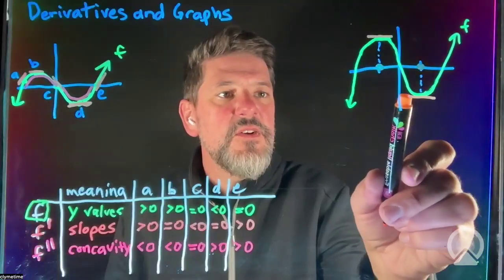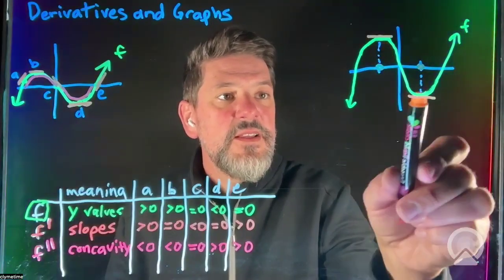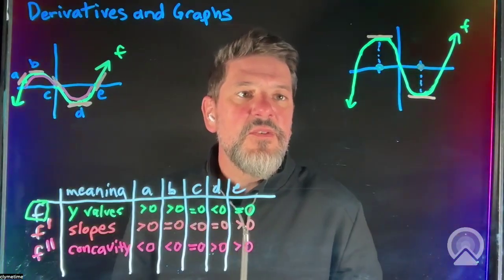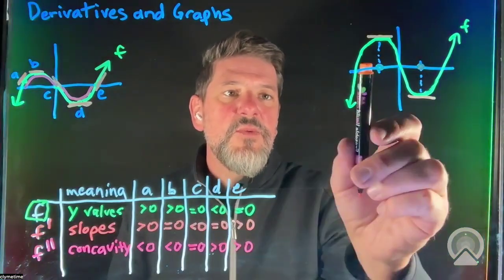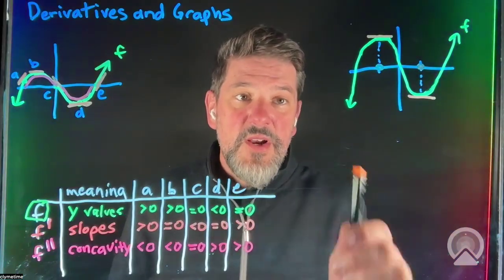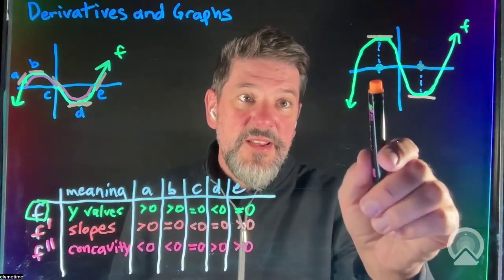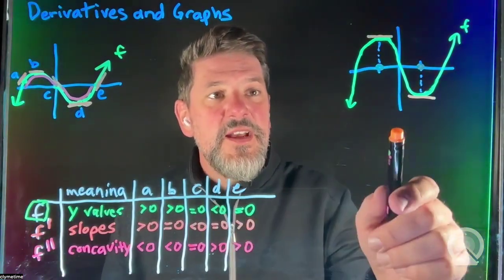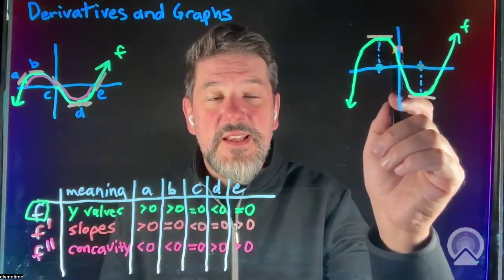The slope is zero here for f, so therefore the y value of f prime will be zero there. So now we know where it goes through the x-axis. So that's really the starting point. Where is the slope equal to zero? That's where you're going to go through the x-axis for f prime. Now, it's the only place where I can cross the x-axis.